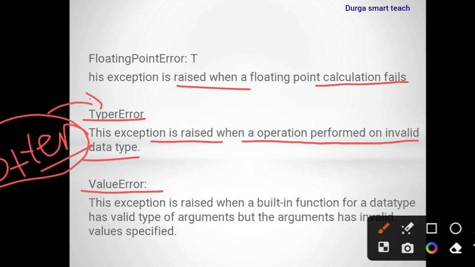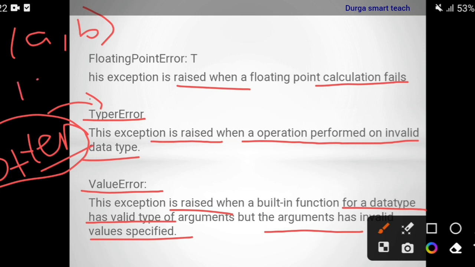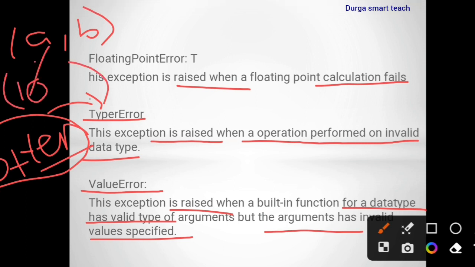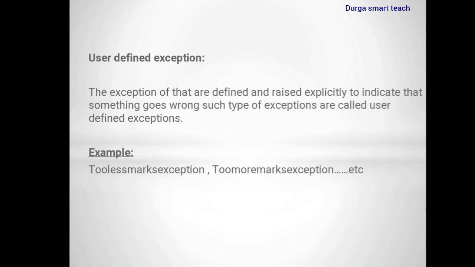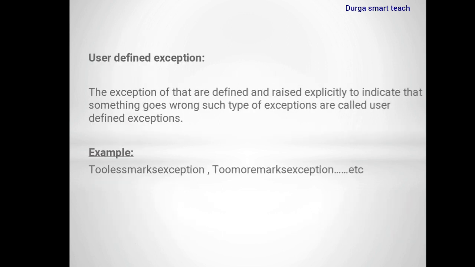Next one is value error. This exception is raised when a built-in function for a data type has a valid argument type, but the argument has invalid values specified. Here it contains a, b, but you are giving only one value, so 10 is stored in a. Next it will display value error because b is not assigned any value. So these are all predefined exceptions.